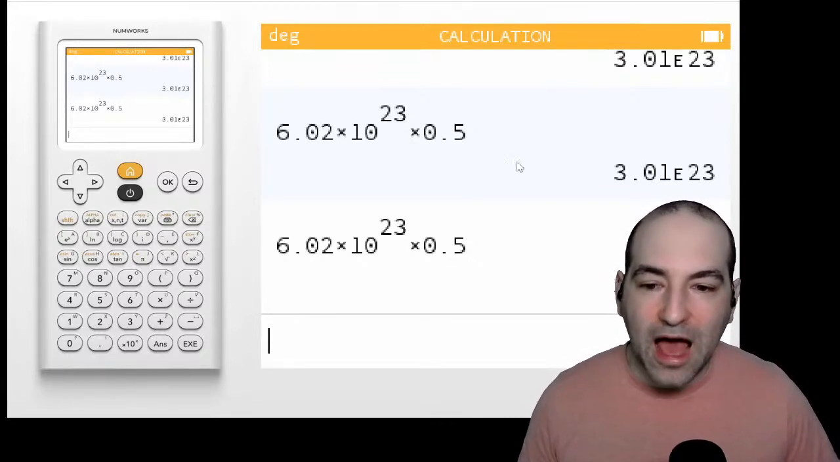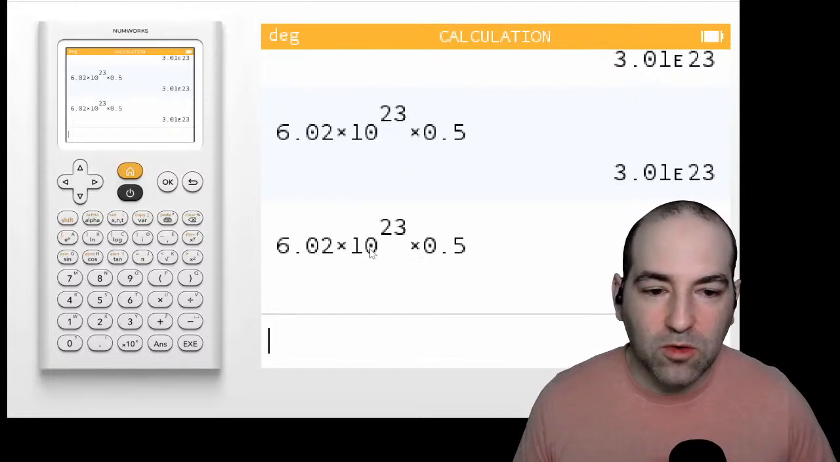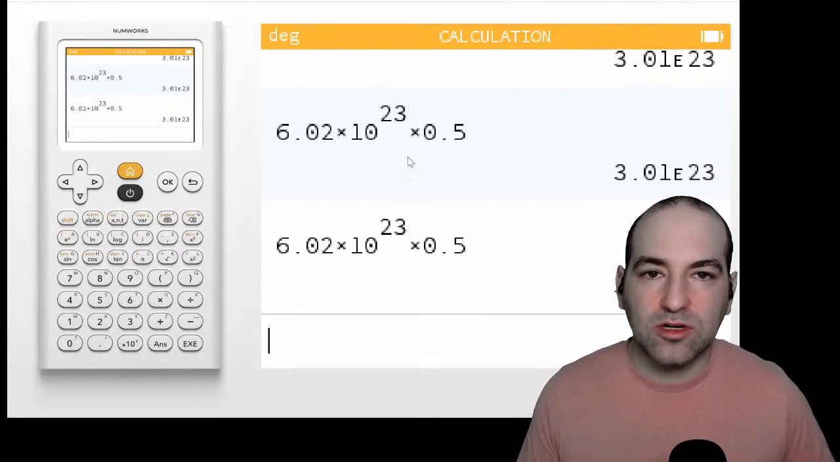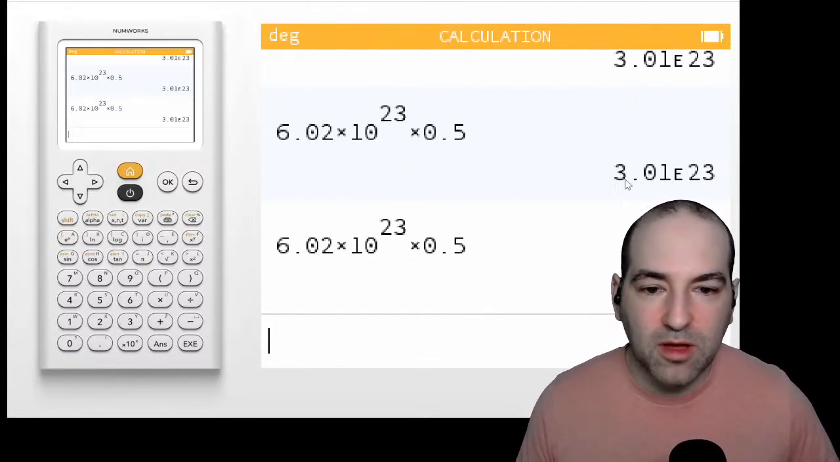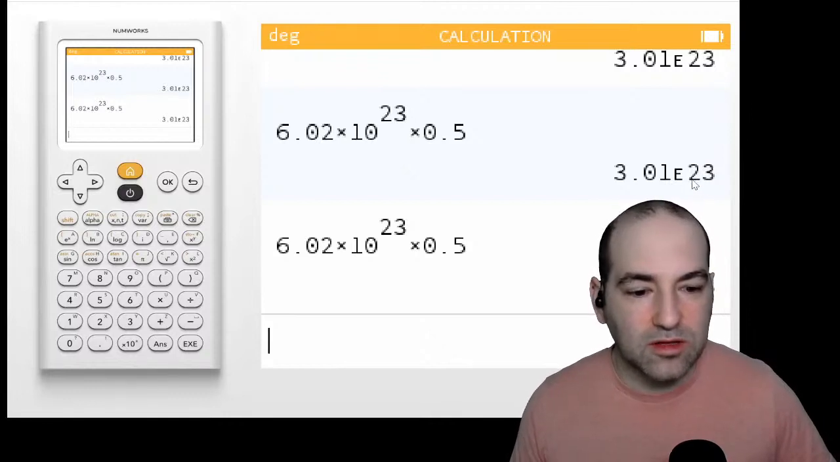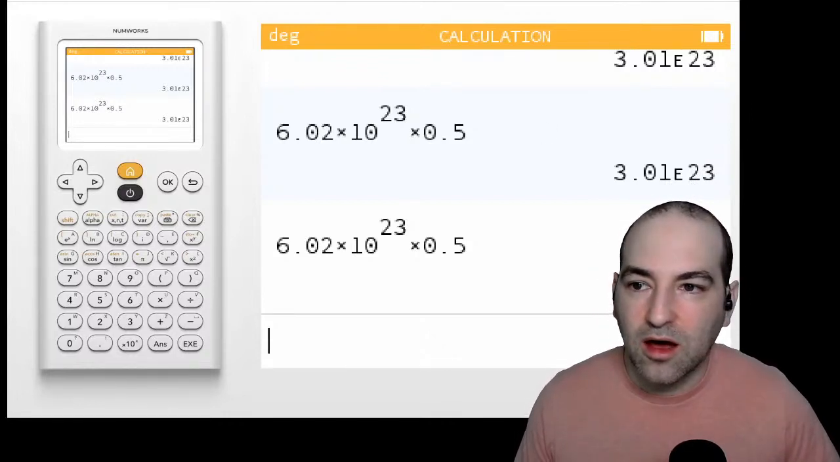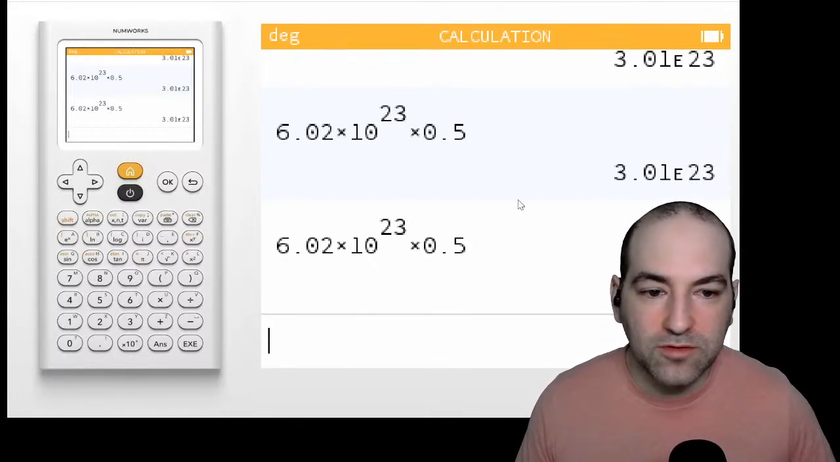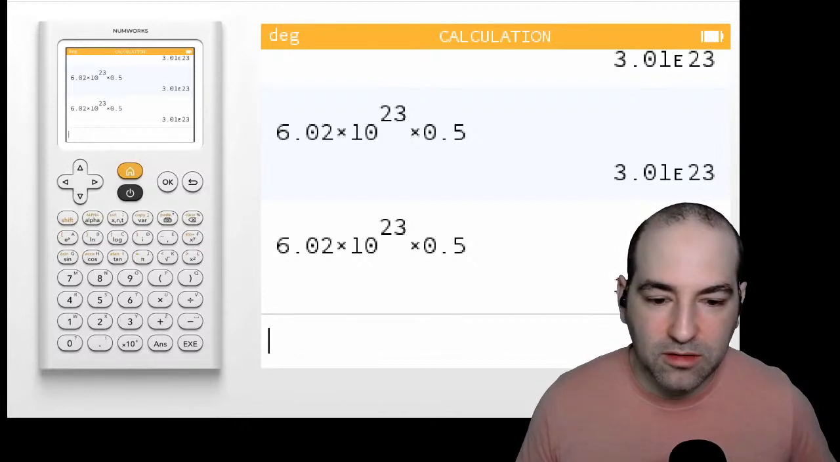And if you use that, then you don't have to worry about order of operations or like making sure things are in the right order. You could just type 3.01 and then that E key and then 23, and that means times 10 to the 23rd. So that can be a nice way of doing those types of calculations. So let's do another example here, just so you can see what that looks like.